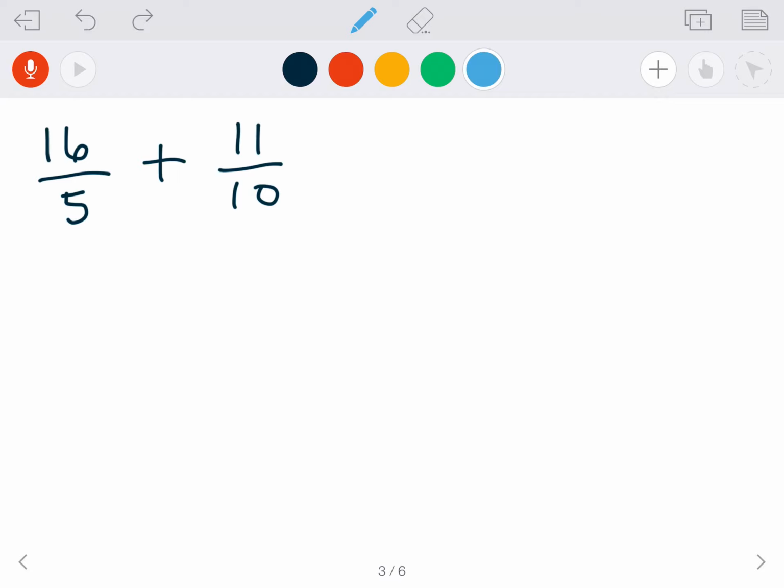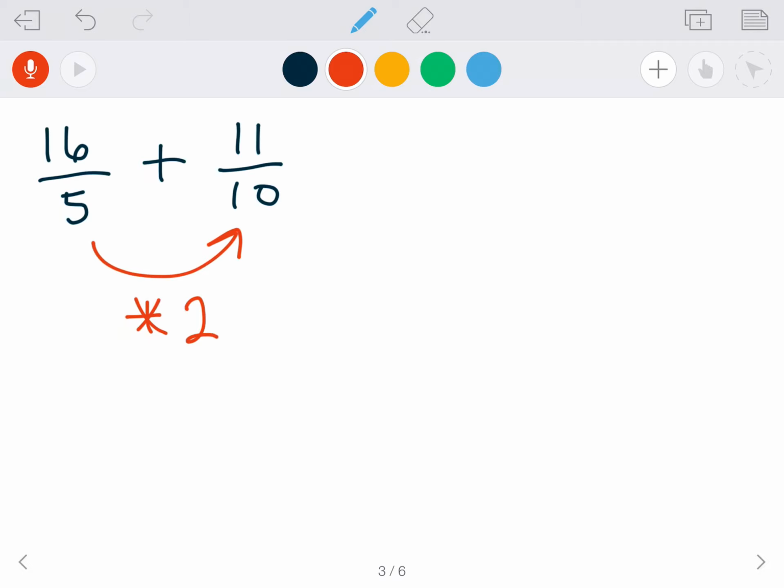Remember, to get our least common denominator or lowest common denominator, we need to ask ourselves, does 5 go into 10 or does 10 go into 5? Well, 5 goes into 10. We can multiply it by 2. So if one number goes into the other number, then the higher number is our lowest common denominator, or our goal.